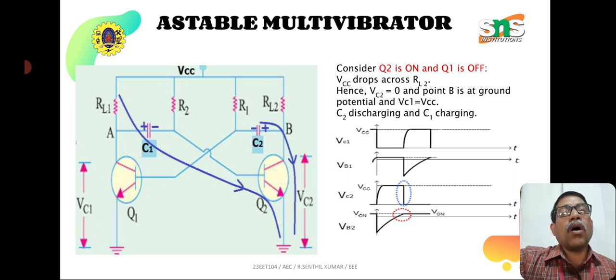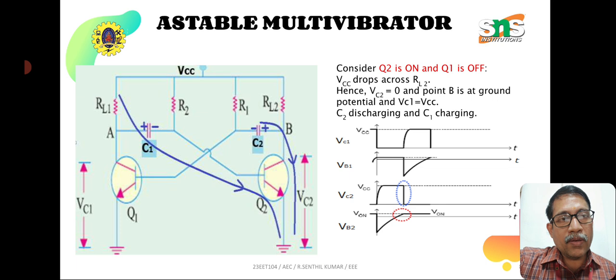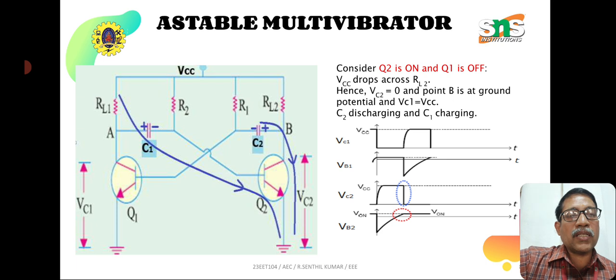Since Q1 is off, the whole voltage VCC will flow through RL1, C1 and to the base of Q2. Therefore, Q2 is turned on at the same instant while Q1 is turning off. While Q1 is turning off, Q2 ignites, the sufficient base current is there, therefore Q2 turns on.